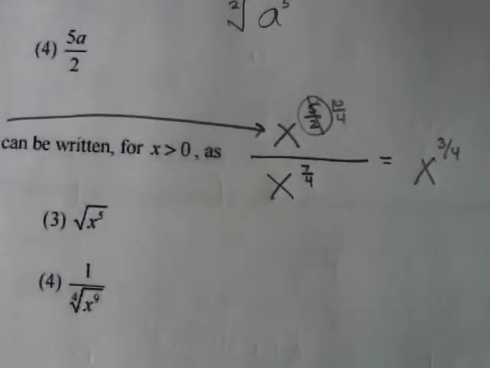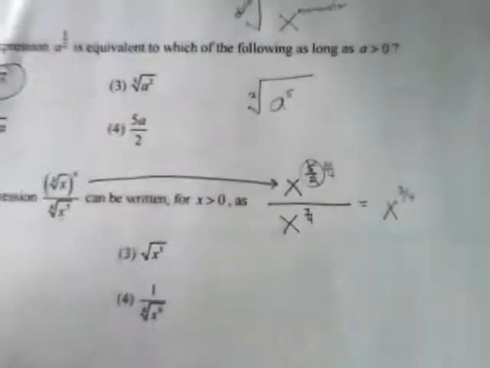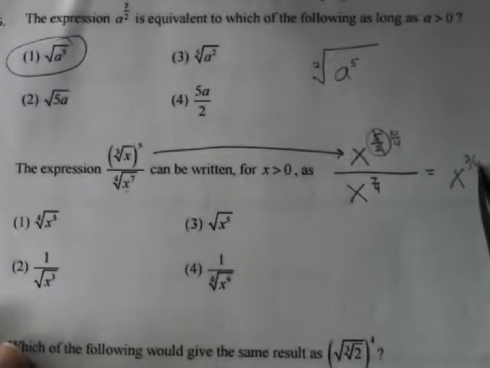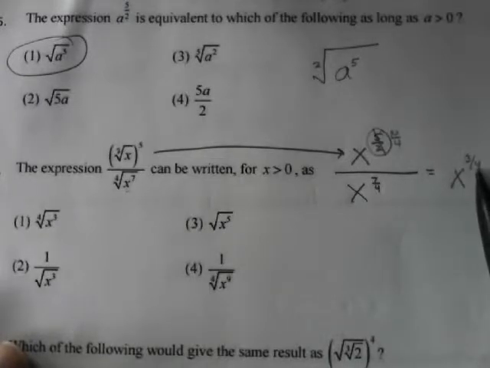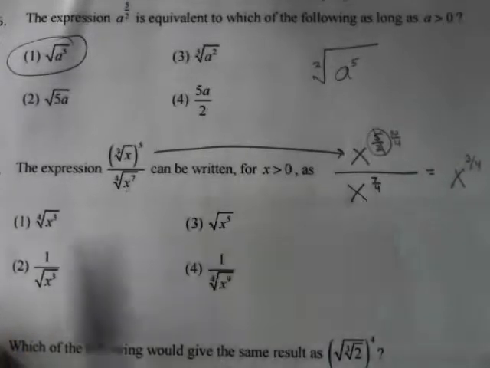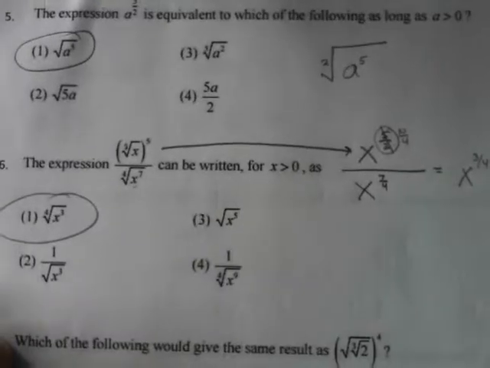And if you look at your answers, they're all back in radical form. So again, the denominator is your root. Because the denominator is 4, we're looking for the 4th root of x cubed, which is option 1.